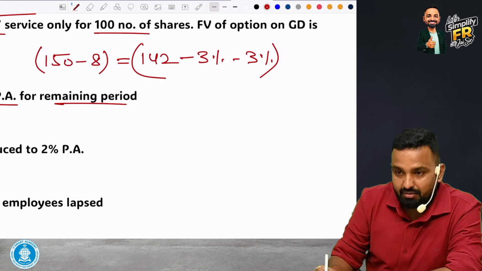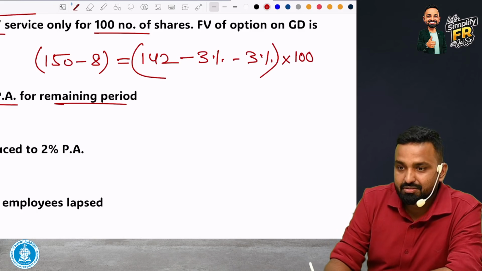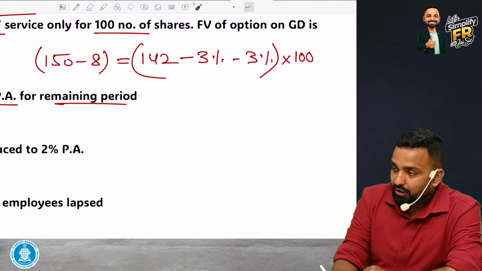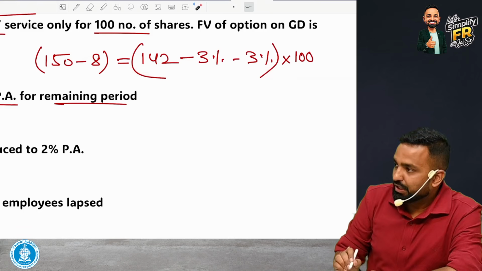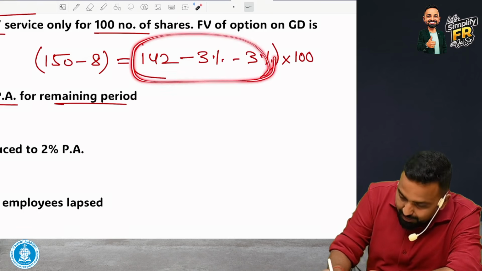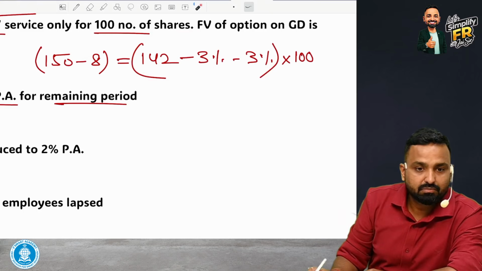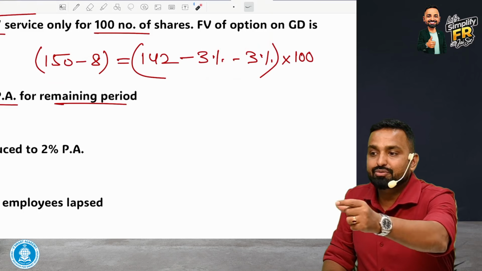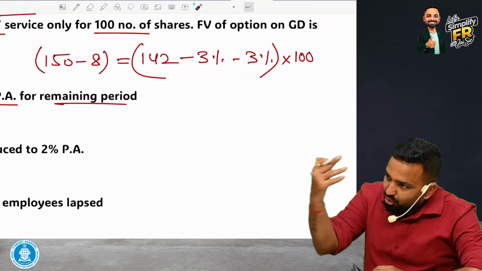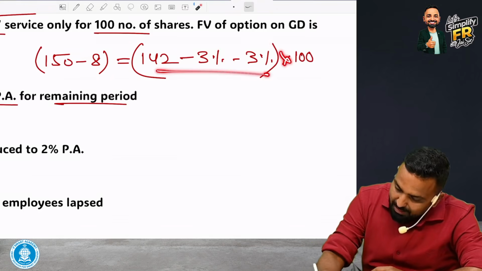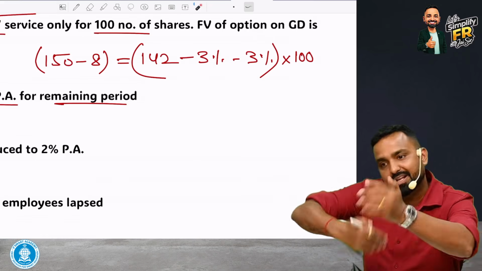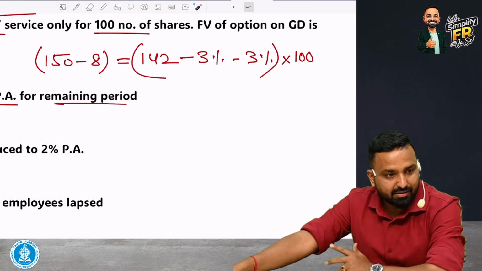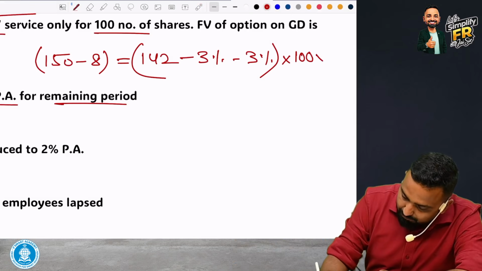So what we will do basically is multiply by 100 options. I will suggest you one thing: write in this way only. Do not write the number of employees in points, in fractions, because then the number of employees will be in fractions. Don't do it. Just multiply by 100, multiply by fair value. It will ultimately round off to the amount. Are you guys getting me?